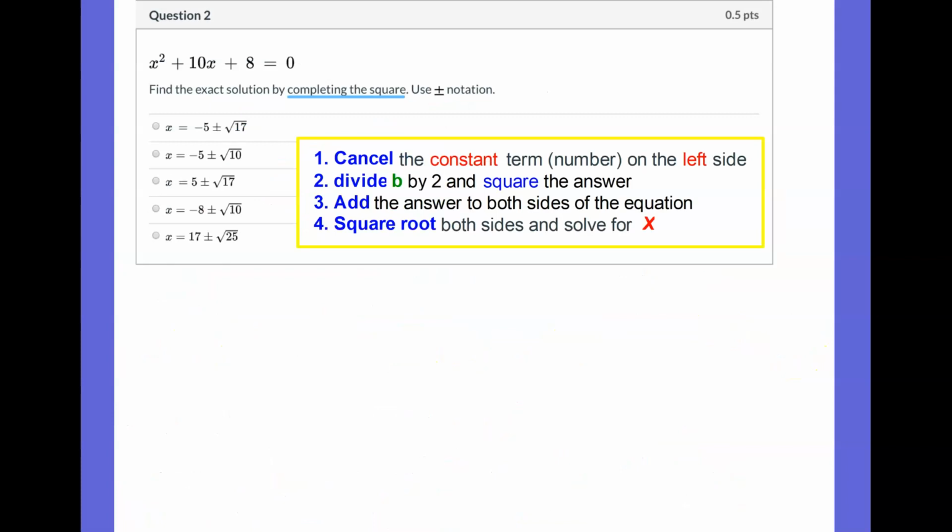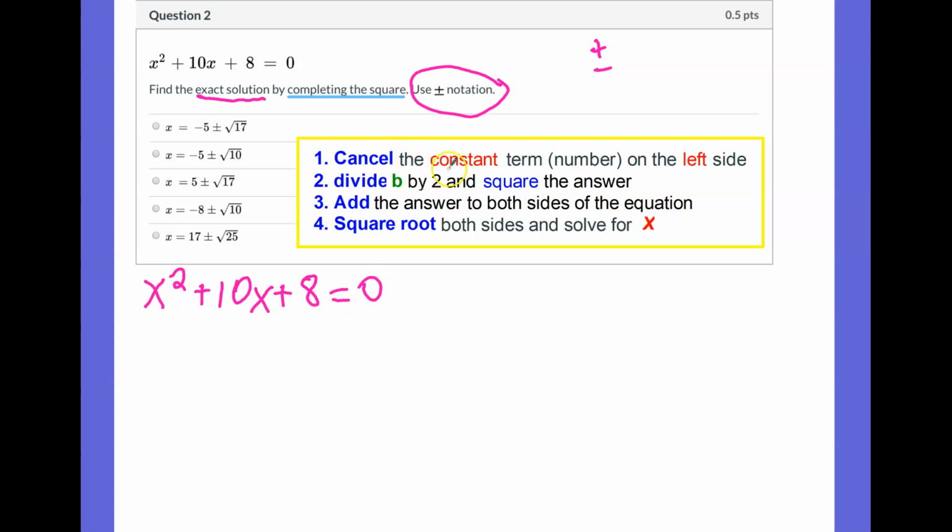Question 2. X squared minus 10x plus 8 equals 0. For this one, it says find the exact solution by completing the square. So we need to use the plus and minus notation. Here I have the steps that we need to follow to complete the square. So I am going to write down the equation on the bottom so we can work on it.